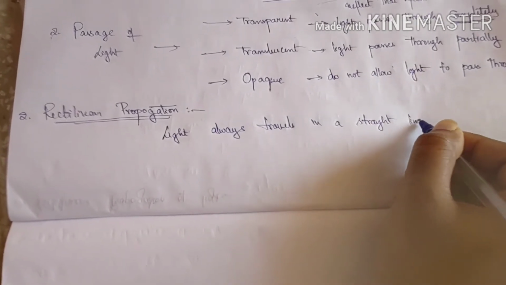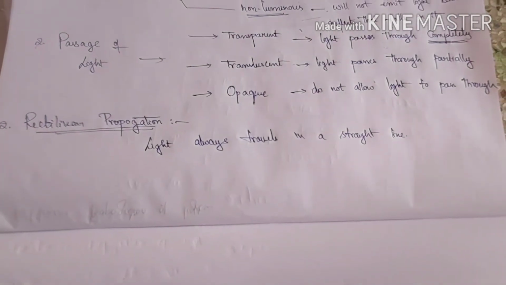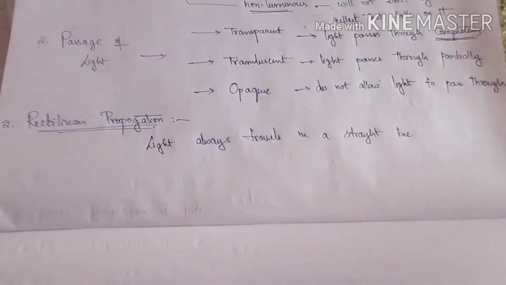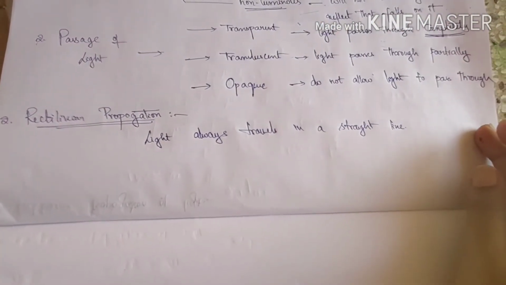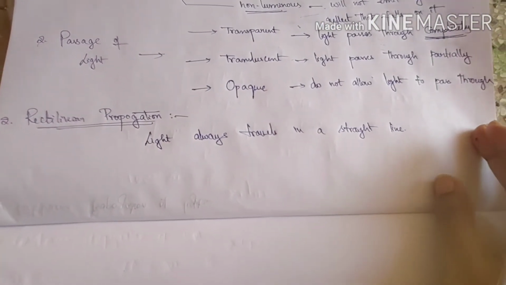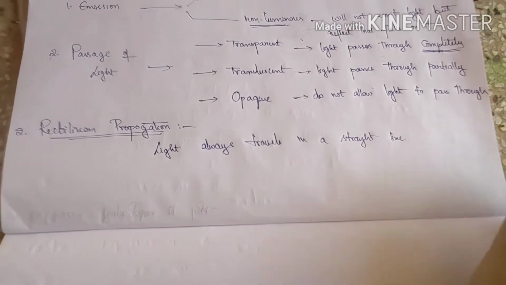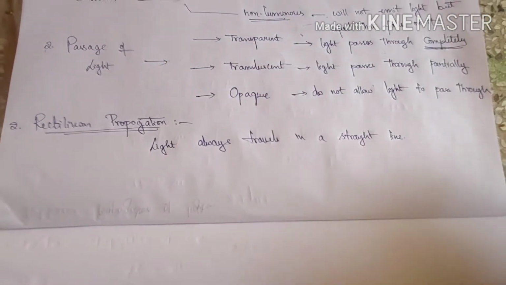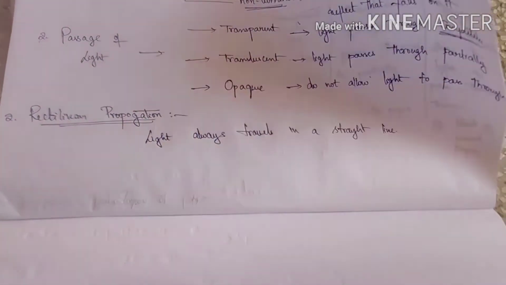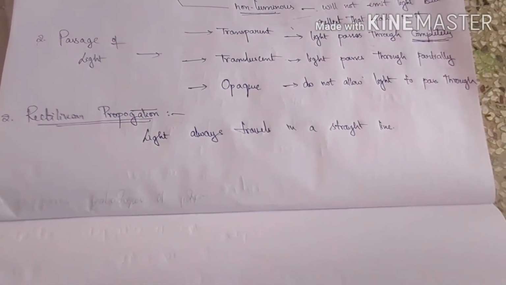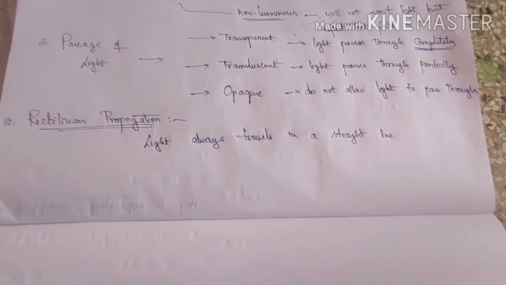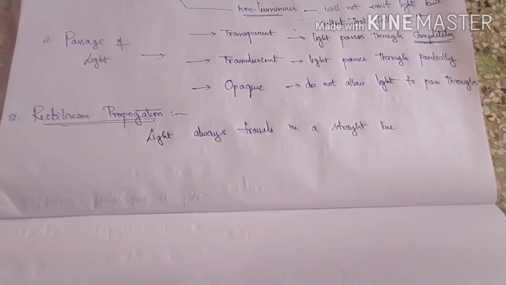We all know that light is a form of energy, right? So when it travels from one medium to another medium, we say that it is propagating. Light traveling in a straight line is said to have rectilinear propagation. Light will never bend. The time when light bends its path or deviates from its path happens only when there is a change in medium.